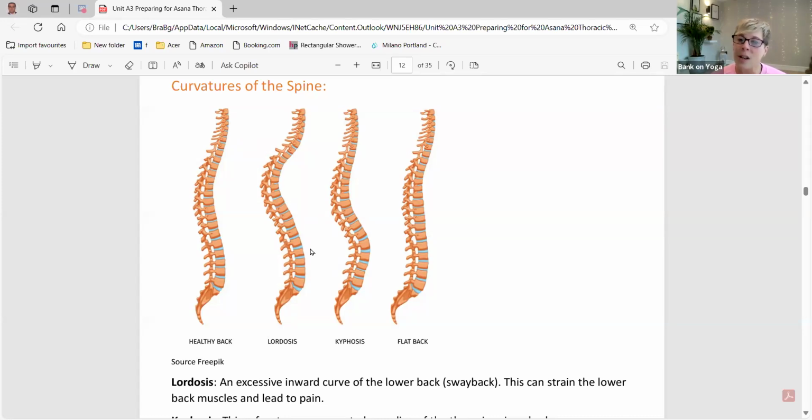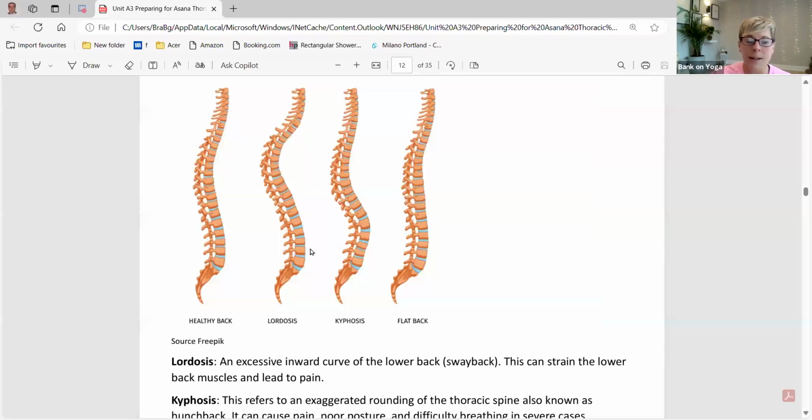And that leads to the lower back muscles having to do more support, more work. So they have no choice. They're going to have to keep that structure going. And to do that, they're going to have to work harder, which means you may get lower back pain.